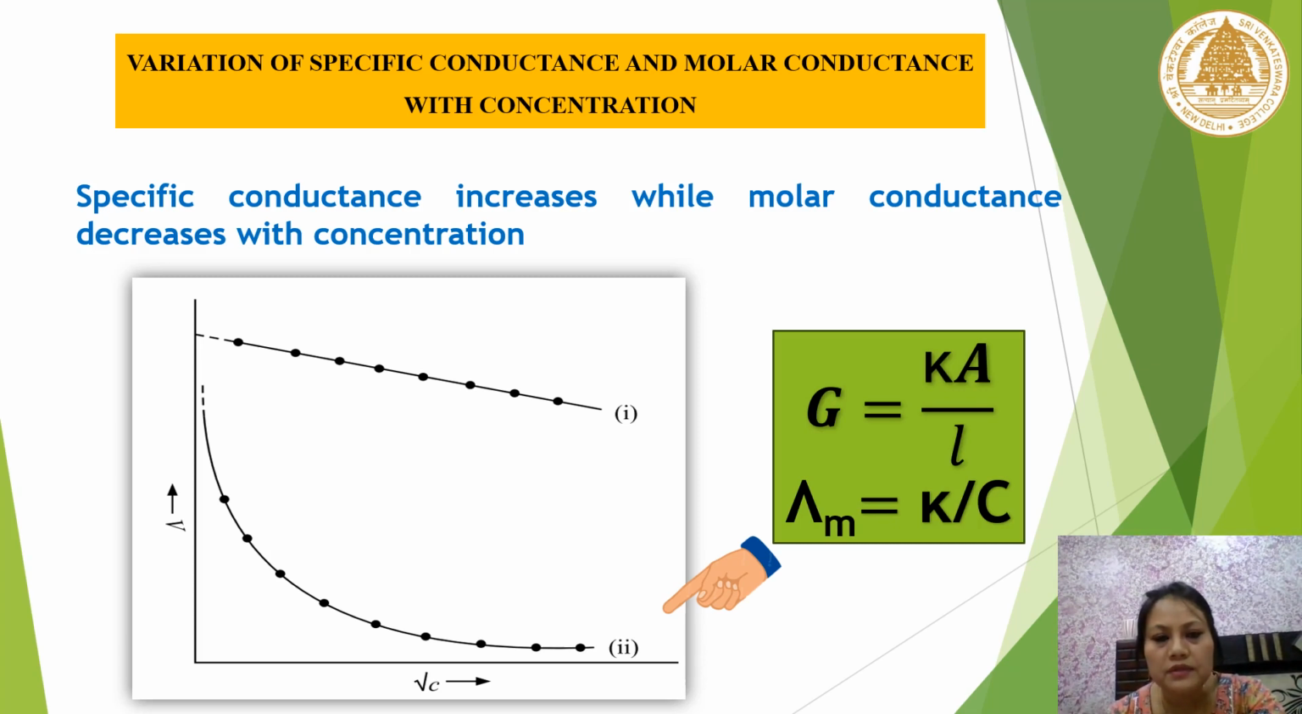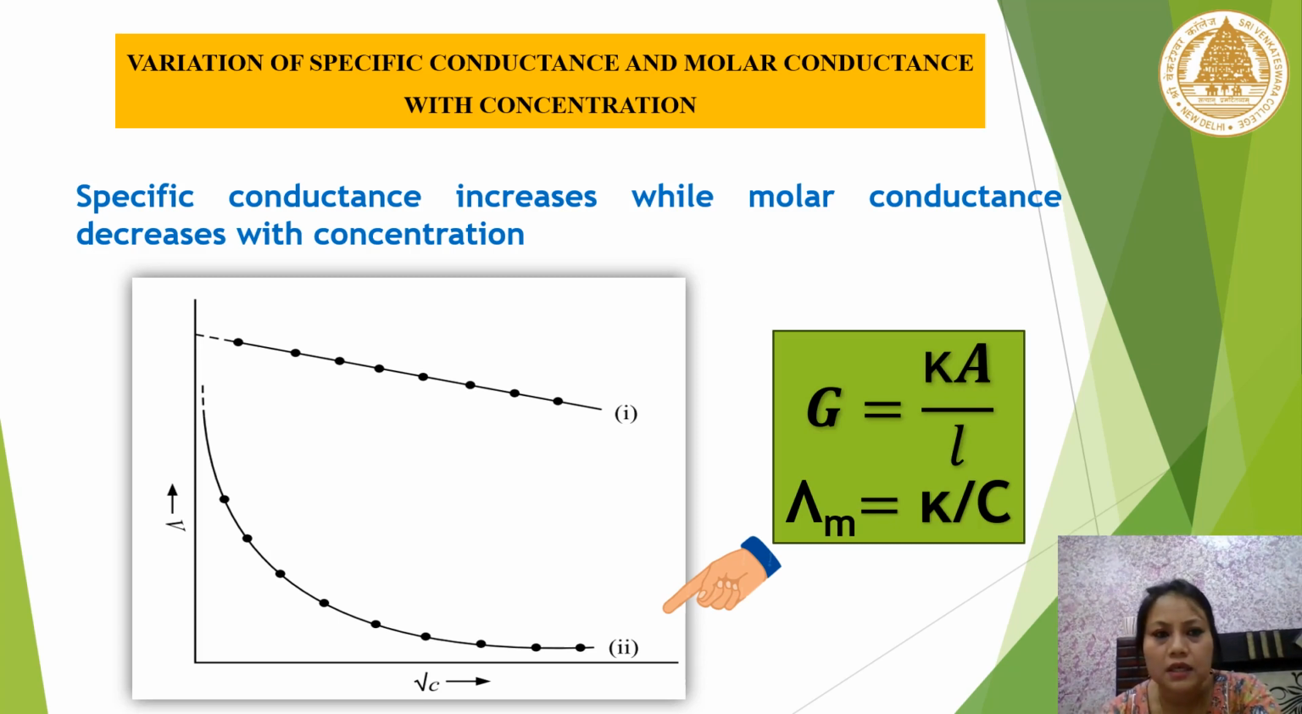But what happens in case of molar conductivity is we have this basic equation relating molar conductance with the concentration C, where we can see the appearance of the specific conductance kappa also. Lambda molar is equal to kappa upon C. And as already described above, as we increase the concentration, kappa is going to increase, and the denominator side, that is the concentration, is going to increase.